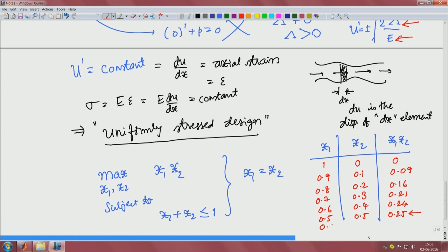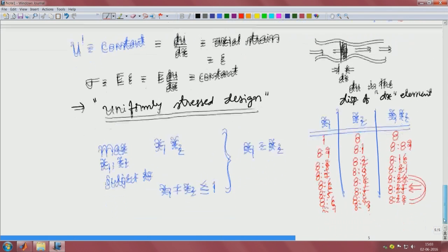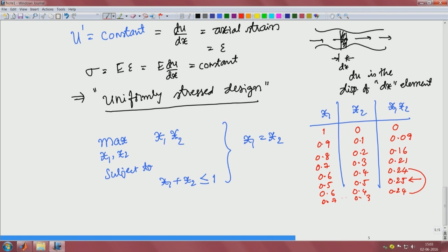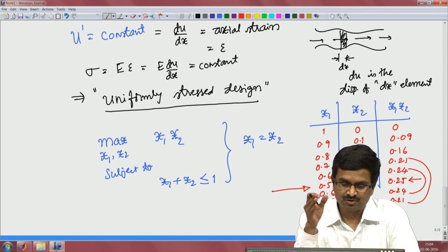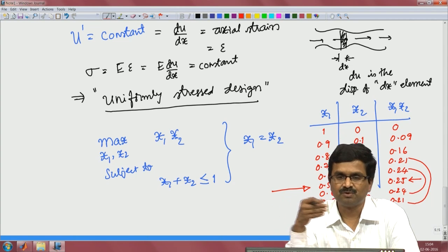See what happens when I go to 0.6 and 0.4, then I get back down like these two. Next one, 0.7 and 0.3, that will become 0.21, just like this, symmetric. So, you see when these two are equal, that is when, because there is symmetry in this problem, there is no difference when you put material at one location or the other in this case, because we assumed a P of x that is given, that load is acting everywhere.